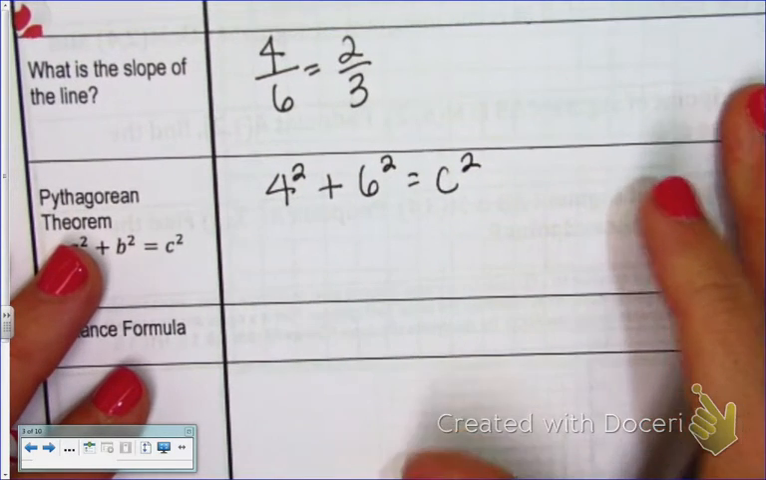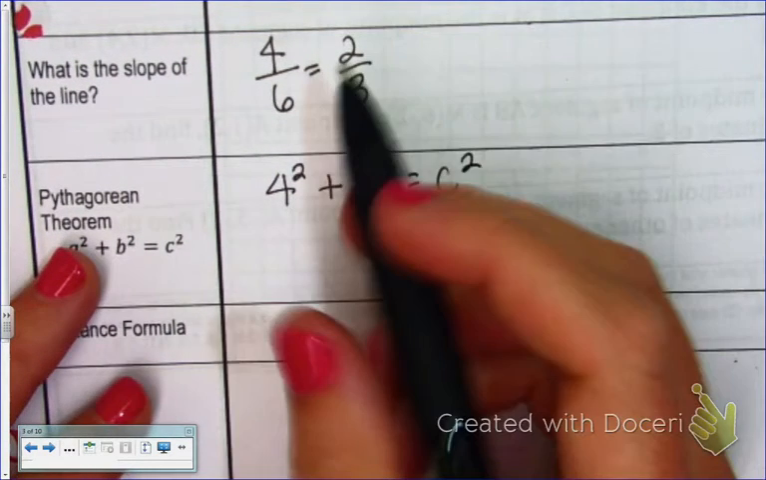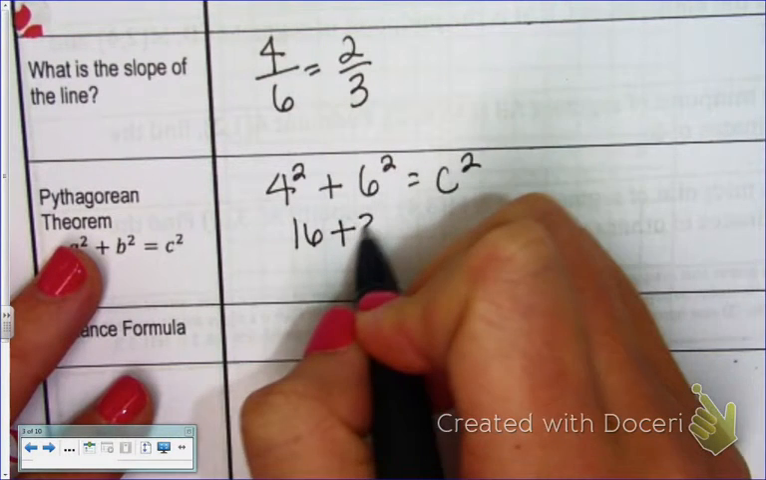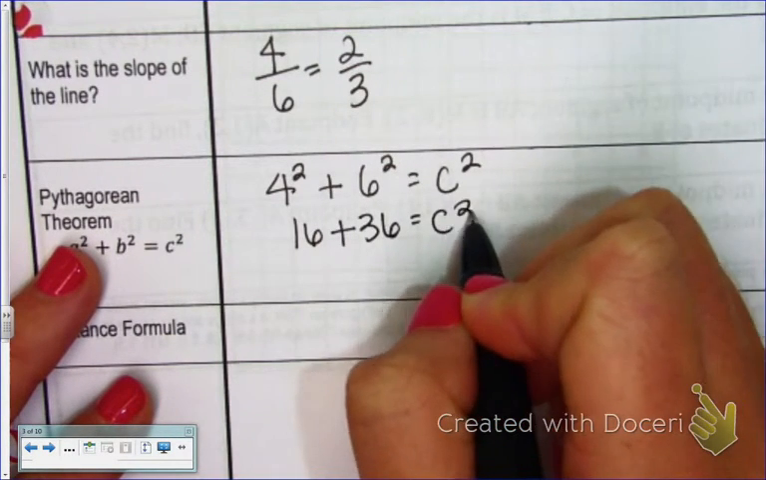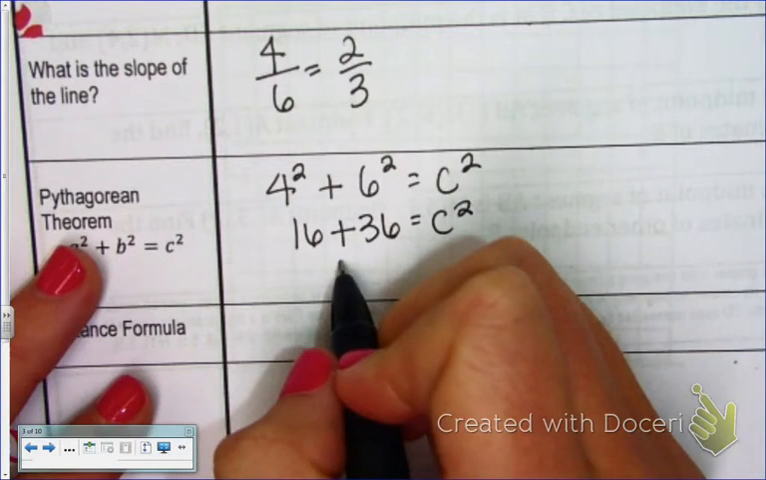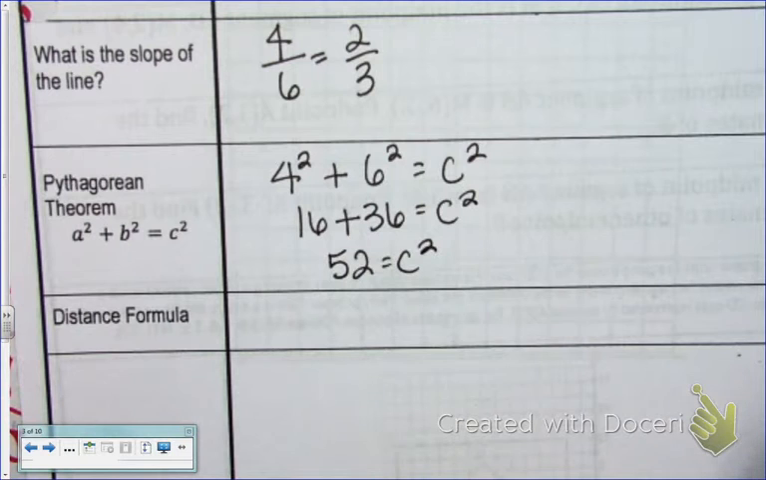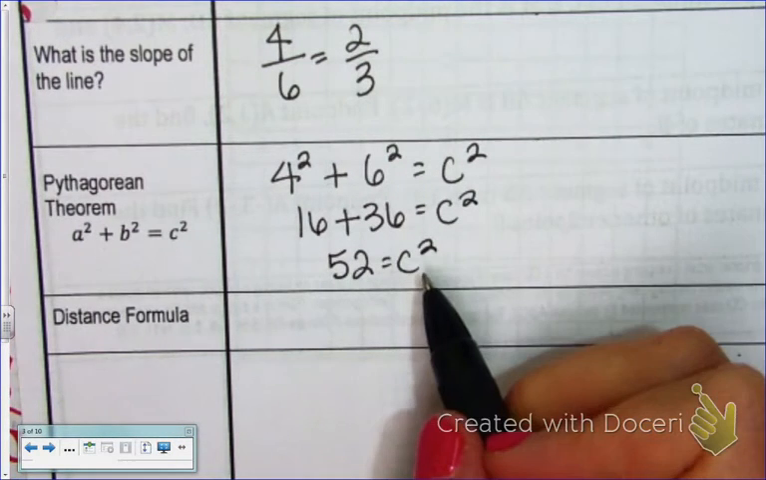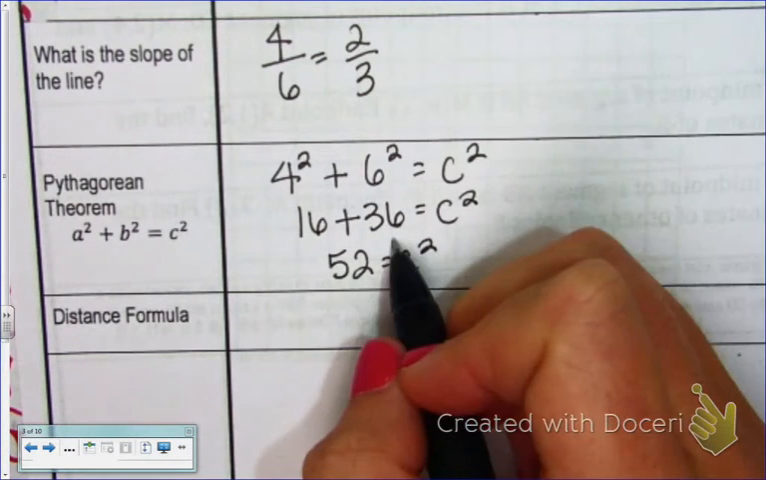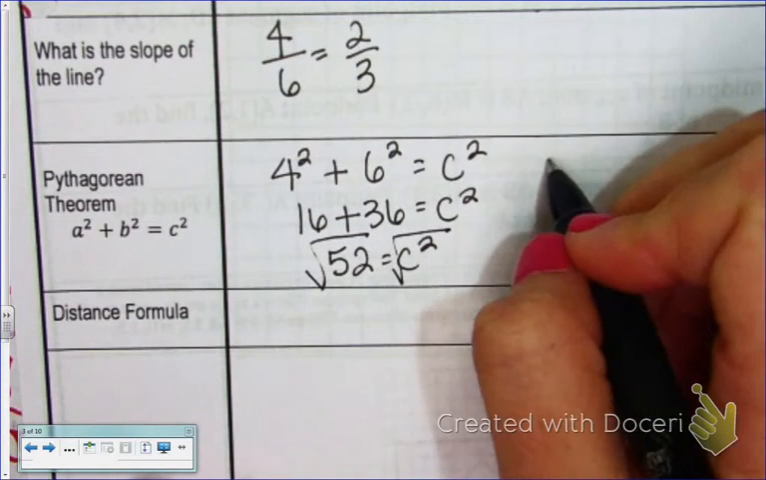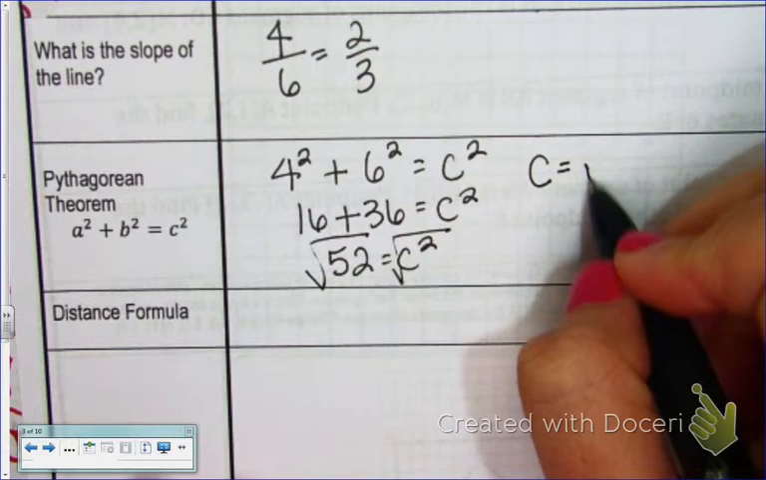You can use your calculator for this. If you know it in your head, that's fine. So we have 16 plus 36 equals C squared. We add those two together and we end up with 52 equals C squared. Now we're not finished because we want just C. So to undo a squared term, we must take the square root of both sides. When we do that, we get C is the square root of 52.